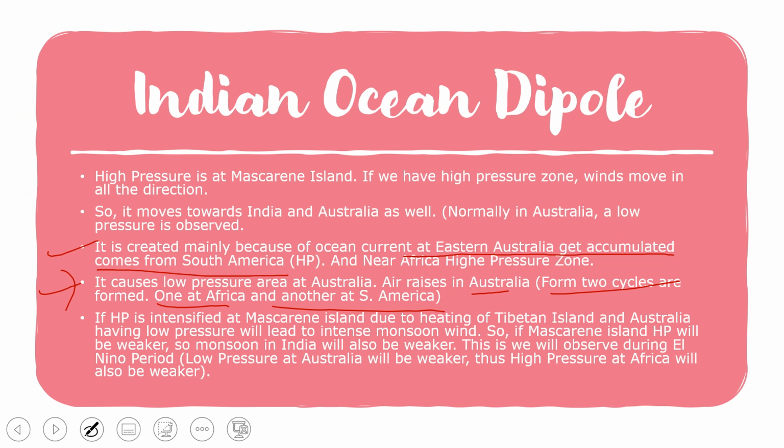Okay, so you have understood that it causes low pressure at Australia and air resistance in Australia, and it formed two cycles. One cycle will be formed at the Africa zone, and another cycle will be formed at the South America zone. Now, if high pressure is intensified at Mascarene Island due to the Tibetan Plateau, and Australia having low pressure, it will lead to intense monsoon wind.